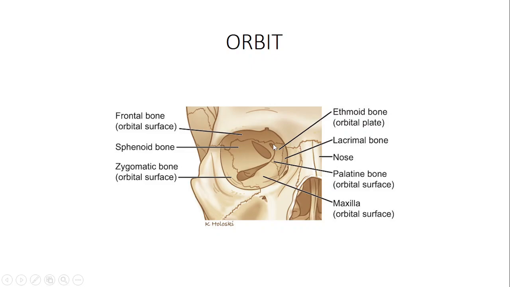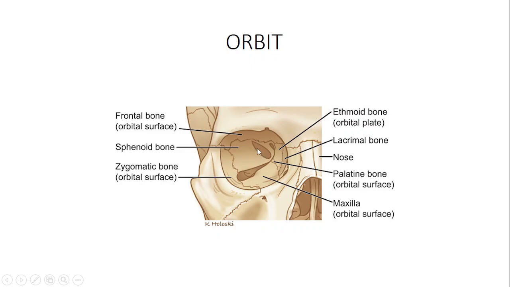It transmits three major structures. One is the optic nerve. There is a structure which helps in feeding the optic nerve so that it doesn't become ischemic. That is known as what? The ophthalmic artery. And of course, there are certain sympathetic nerves from the carotid plexus. So the optic canal transmits three major structures: the optic nerve, the ophthalmic artery, which is a branch of the internal carotid artery, and sympathetic nerves from the carotid plexus.